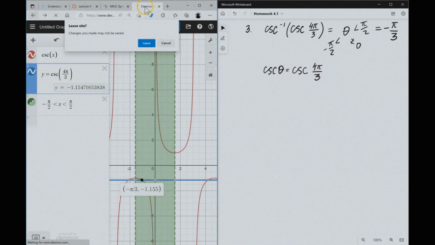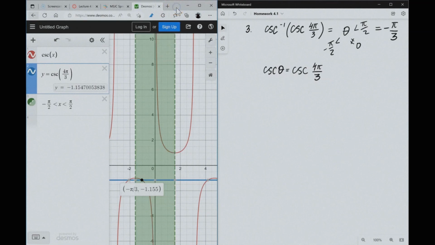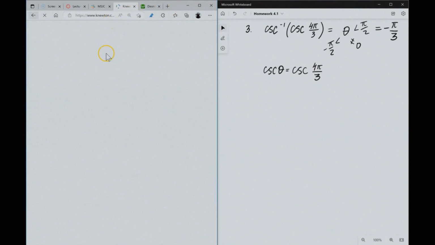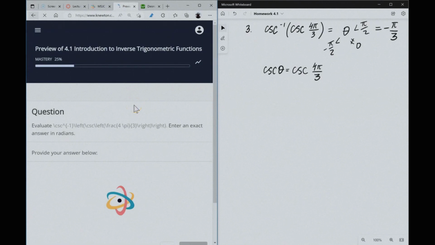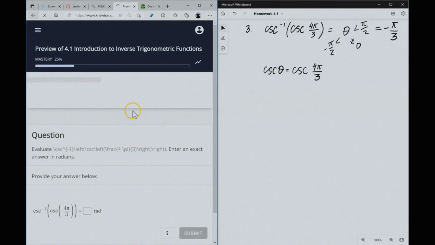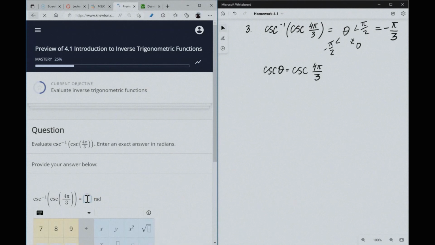I think I accidentally closed out the homework. Did I? So the answer here is negative pi over 3.